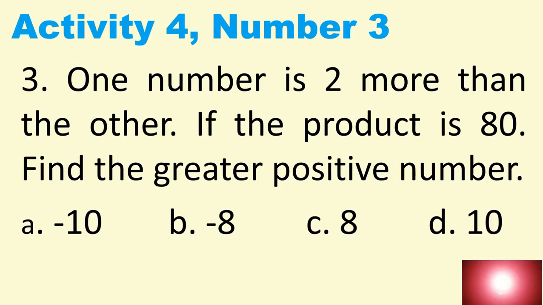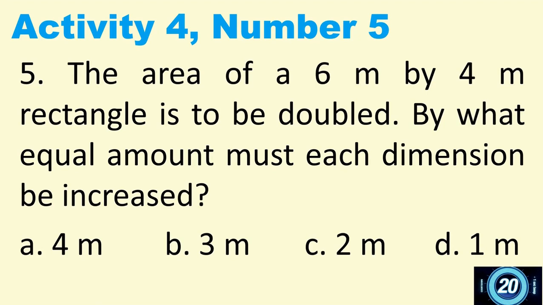What is your answer, grade 9? Let's see if we have the same answer. The answer is letter D. Number 5. The area of a 6 meters by 4 meters rectangle is to be doubled. By what equal amount must each dimension be increased? A, 4 meters, B, 3 meters, C, 2 meters, or D, 1 meter?